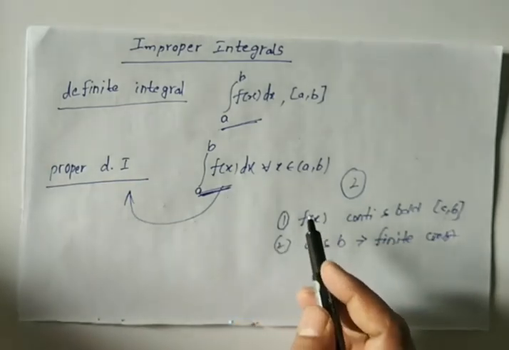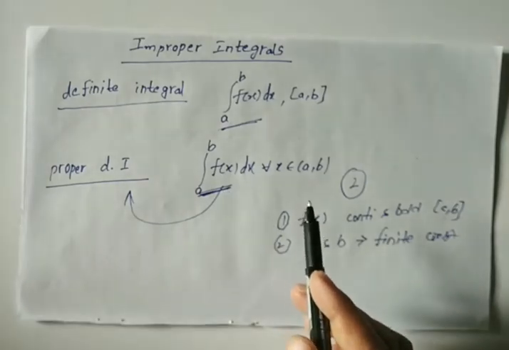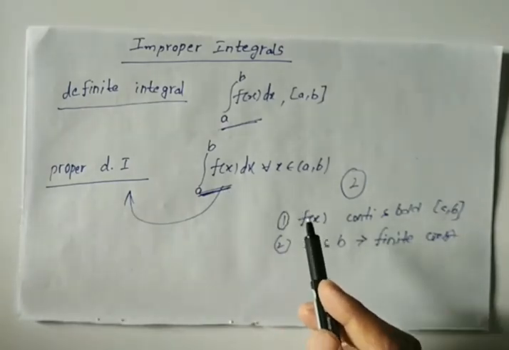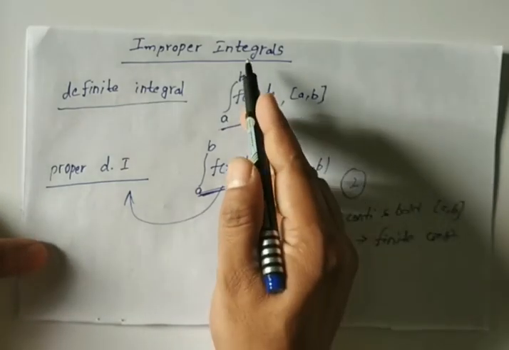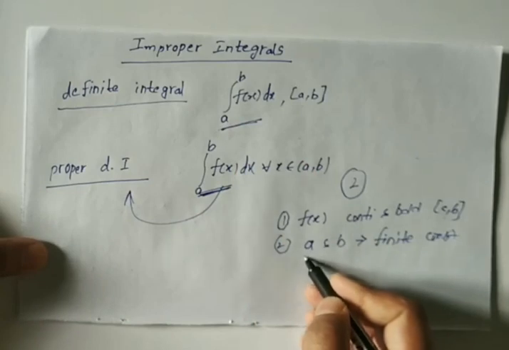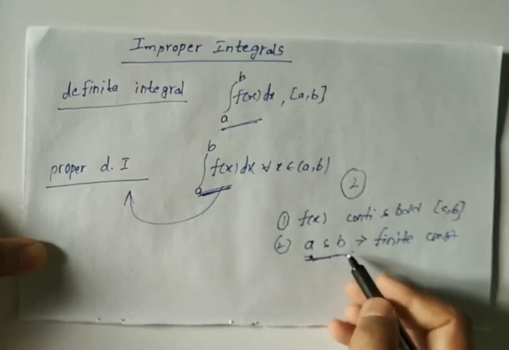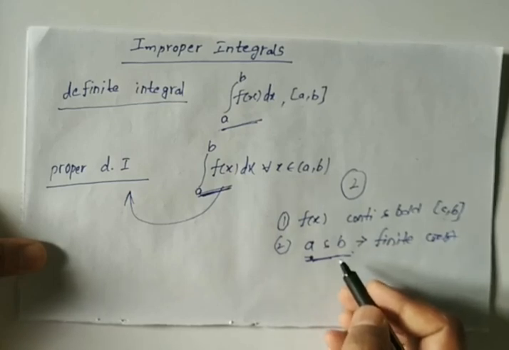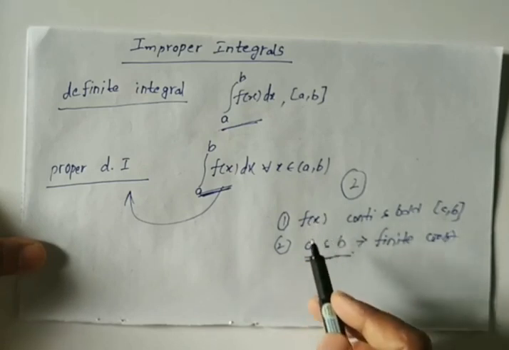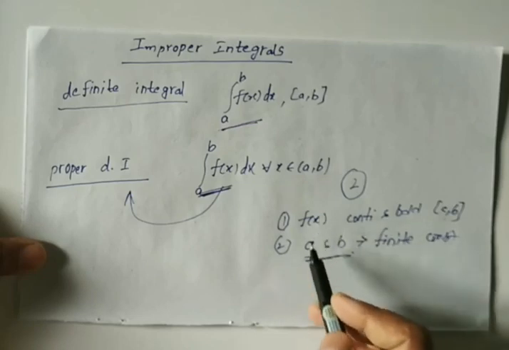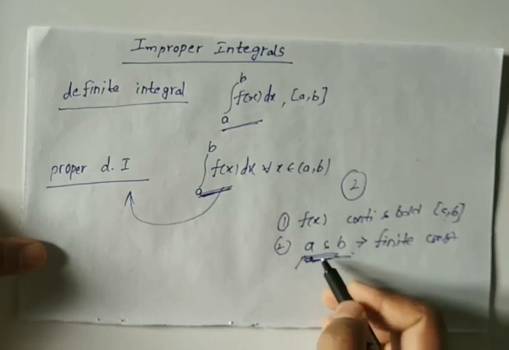Improper integral. If any one of the conditions is not satisfied, then we can say that the definite integral is an improper definite integral, or improper integral. Improper integral is nothing but either one or both of the limits of integration are not finite. Listen carefully. If at least one of the conditions is not satisfied, then such a definite integral is called an improper integral.